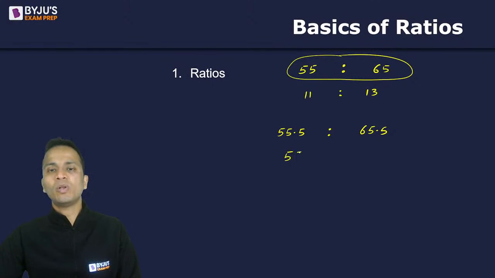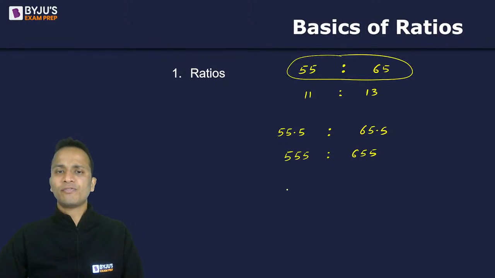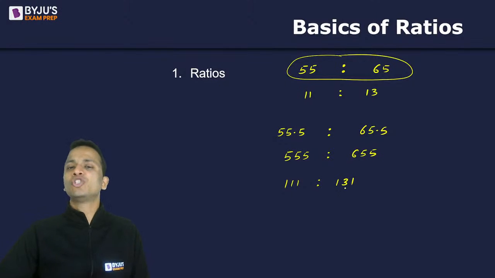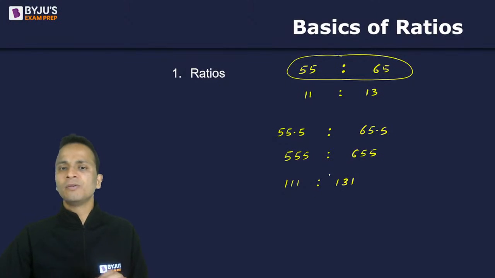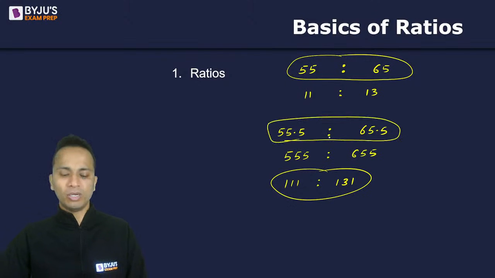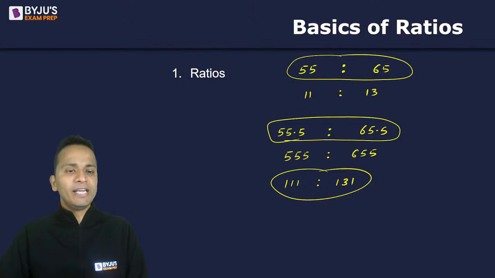So these numbers will become 555 is to 655. Now, whatever common factors are there, like there is a common factor of 5, so it will become 111 is to 131. Now, 111 is to 131. Now, there is no common factor among these two numbers. So, I can say that this is the simplest ratio of these two numbers. Okay, right? So, one basic thing is finding or obtaining the simplest ratio.